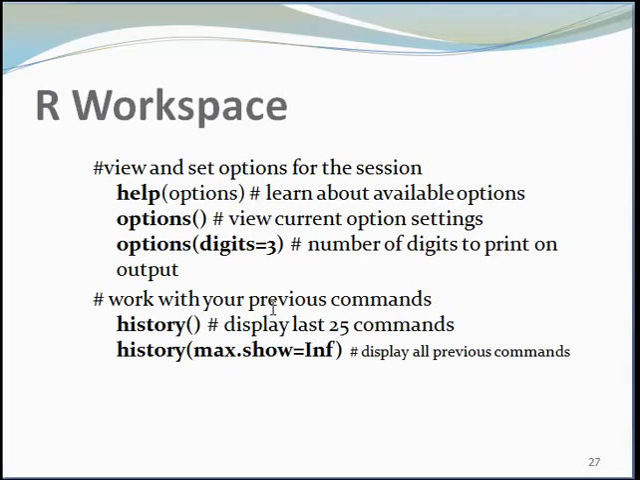Now these are some other functions that will help you in R. For example, for learning about the available options in R, you can type the function help and the option name in the bracket. For viewing the current option settings, you can type options with brackets, and for the number of digits to print on the output, you can type the function options(digits=3). In place of 3 you can type any number you want to print on the output.